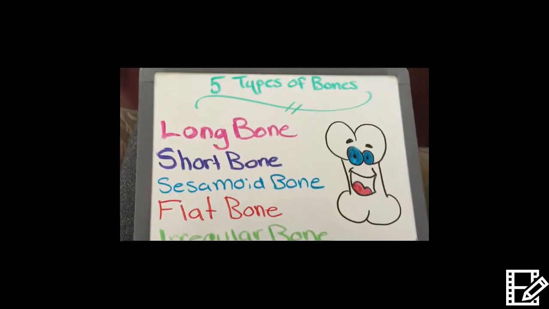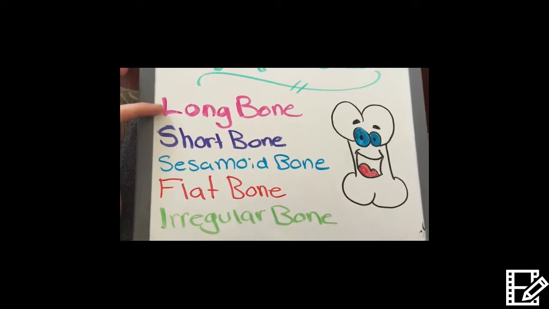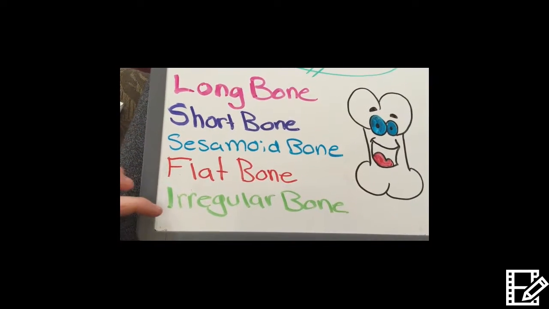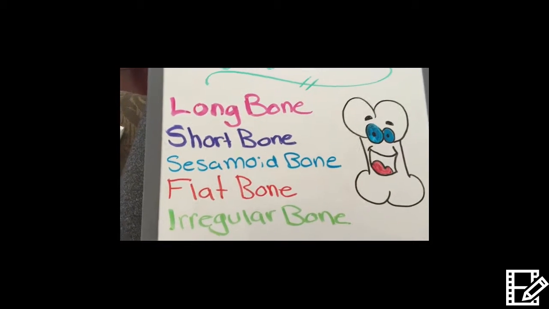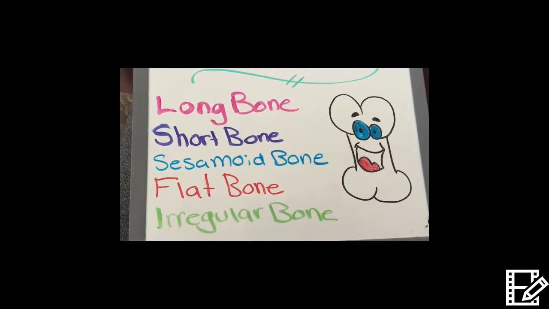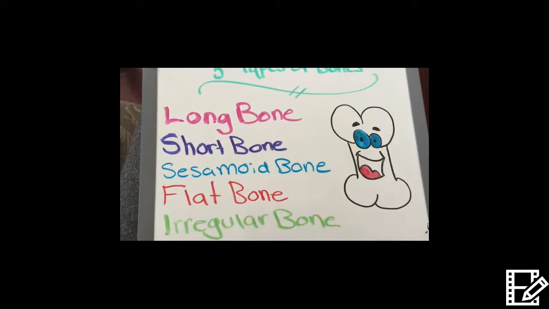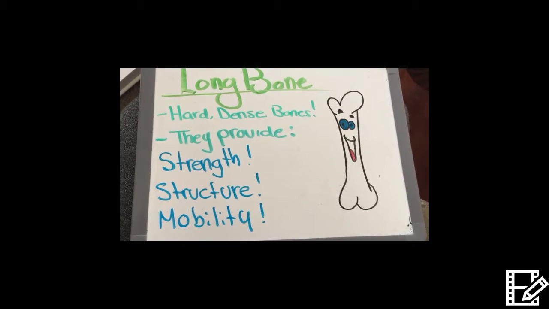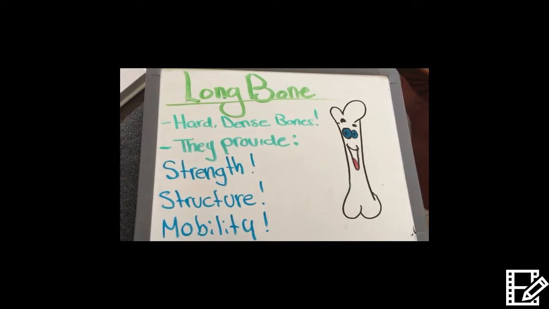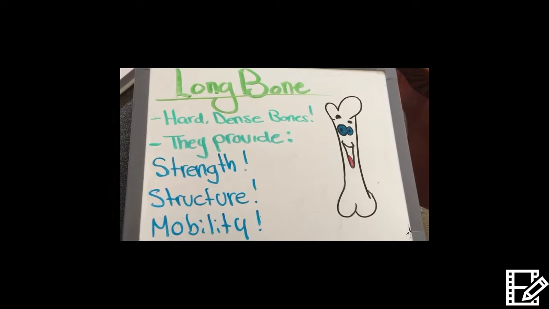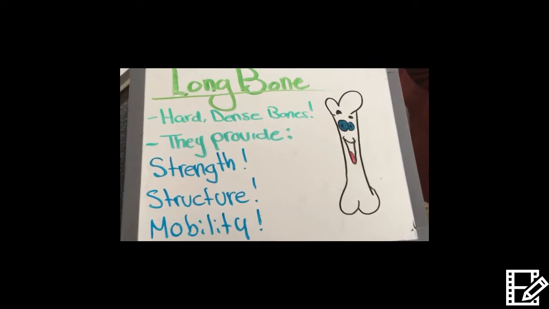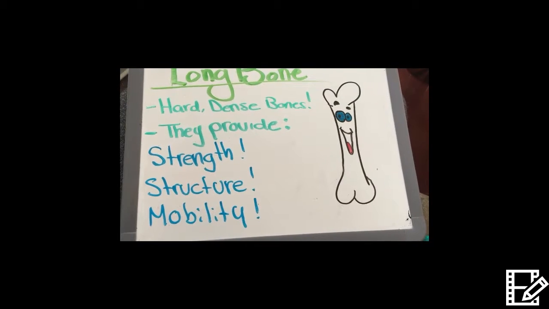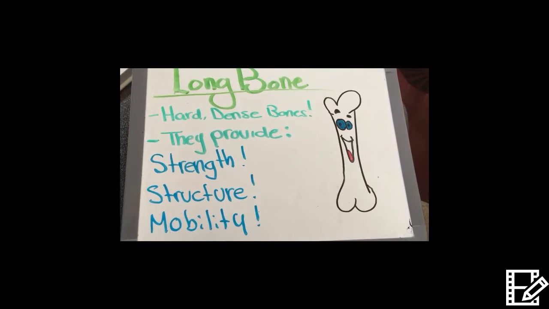Alright, so we've got your 5 types of bones. You've got your long bone, your short bone, your sesamoid bone, your flat bone, and your irregular bone. And your irregular bone really doesn't fit into the other categories, which is why it's called the irregular bone. So we're going to jump right into the long bone. Now here's a few facts to start you off. It's a very hard and dense bone, and they provide 3 major functions, which is strength, structure, and mobility.